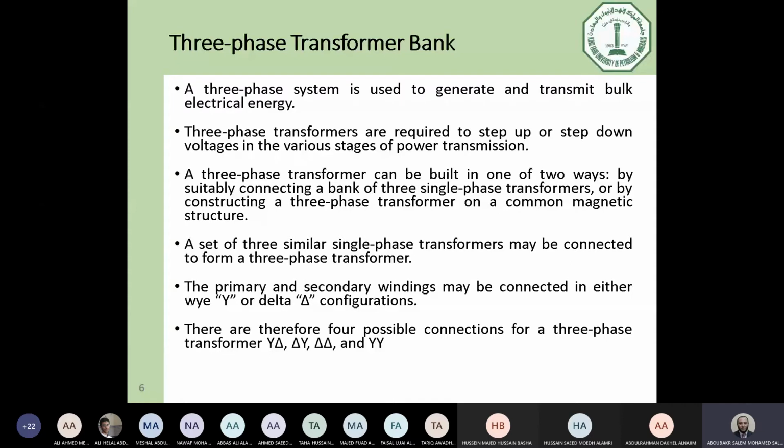So what are the four connections? The four connections, as you can see here: Y-delta, delta-Y, delta-delta, Y-Y. Y-delta means primary is Y and secondary is delta. So the first is the primary connection and the second one is the secondary winding connection.